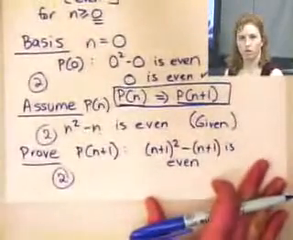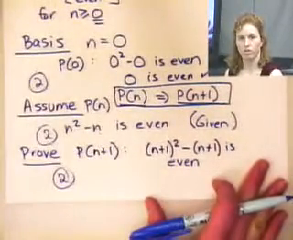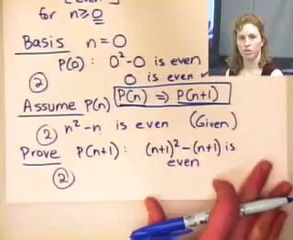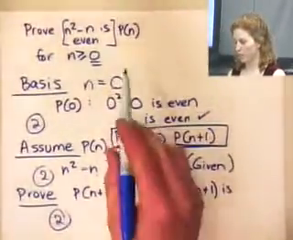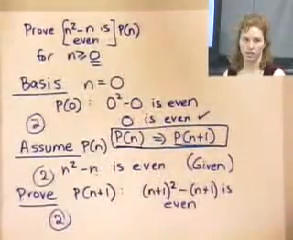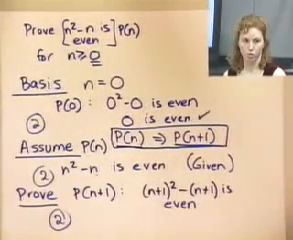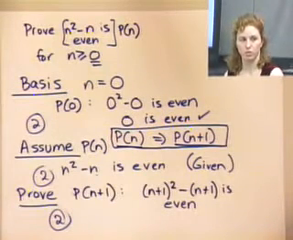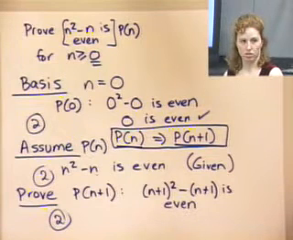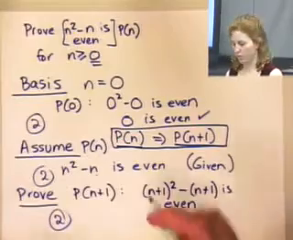Can you repeat where that P of n plus 1 comes from? Where that P parentheses n plus 1? Well, in the problem definition, P of n is the statement that n squared minus n is even. That's a predicate that has a variable n. So P of n plus 1 is the very same statement, except wherever I have an n, I have to plug in n plus 1. Right, but where does that come from? It comes from my problem definition right here.